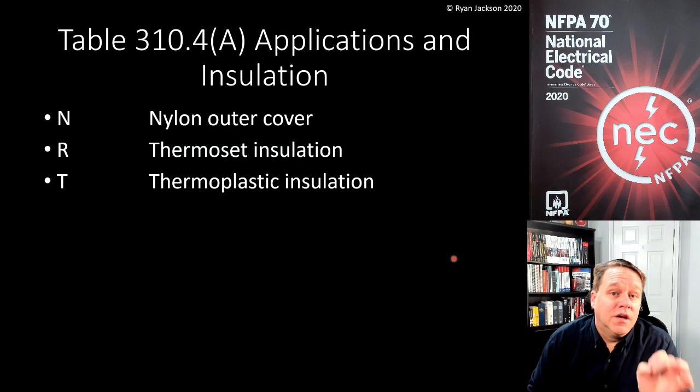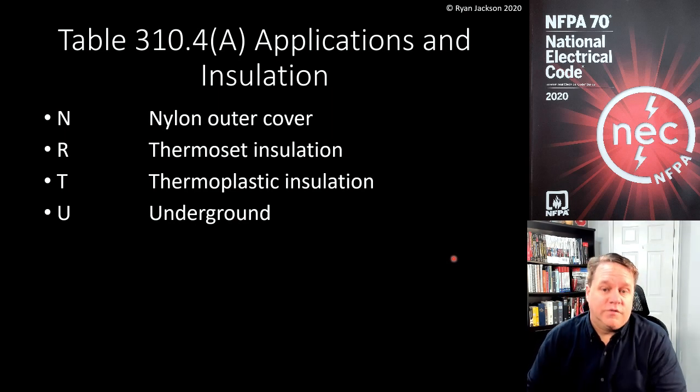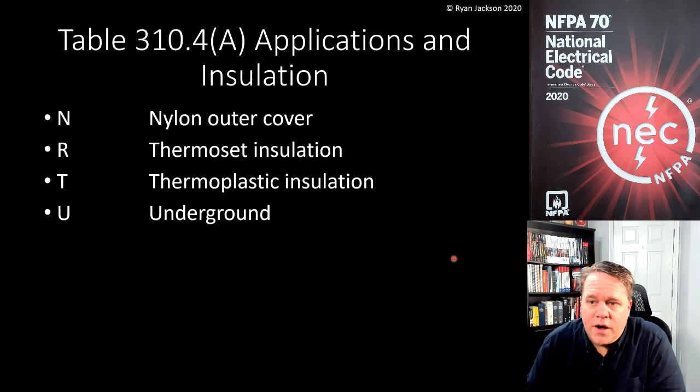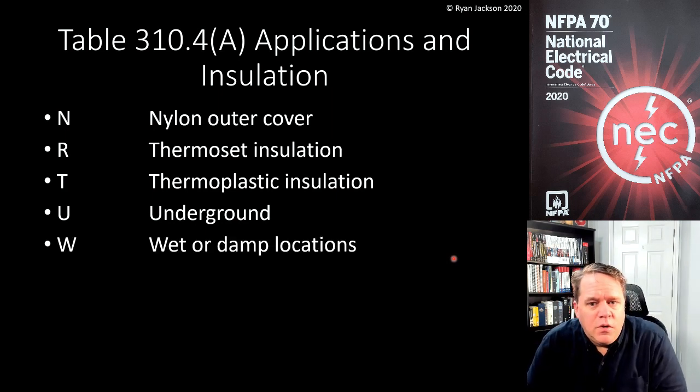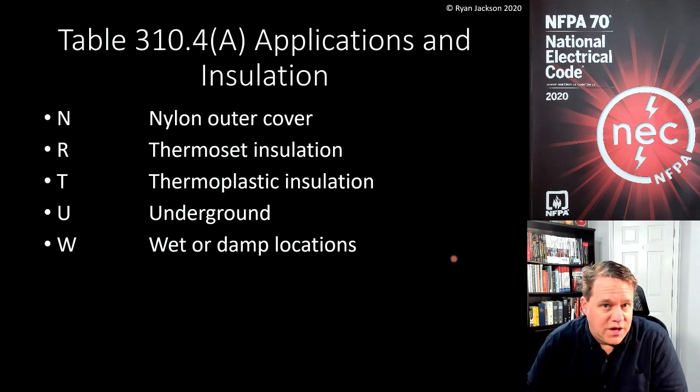So I can use that around gas and oil. U means that it's good for underground. So USE conductors, for example, that would be underground. Or if you have UF, or let's see, UF and USE, I think, are the two that start with the U. Those are both good for underground. If we have the letter W, that means we're good for a wet or damp location. So THWN, we know that's a thermoplastic 75-degree wet location nylon outer jacket.